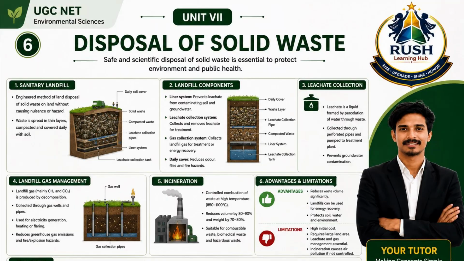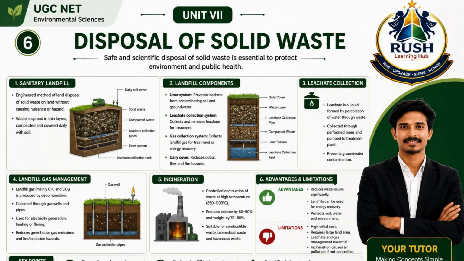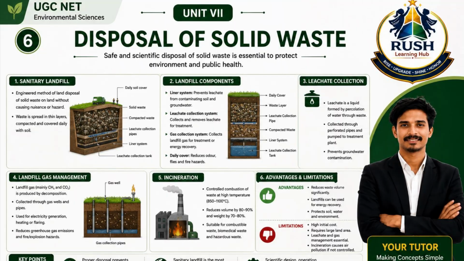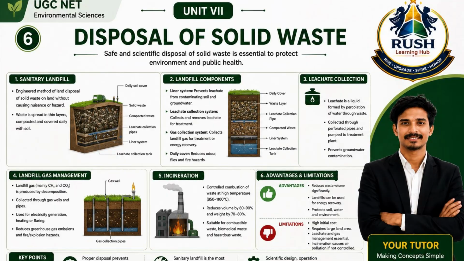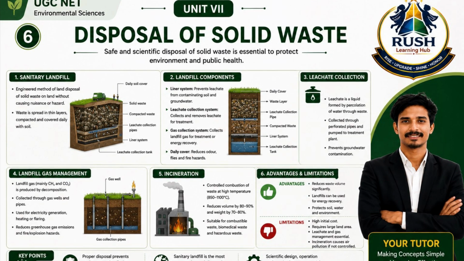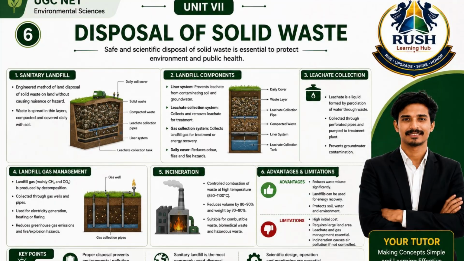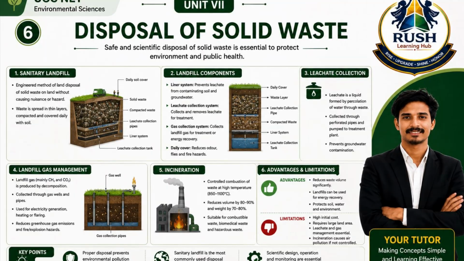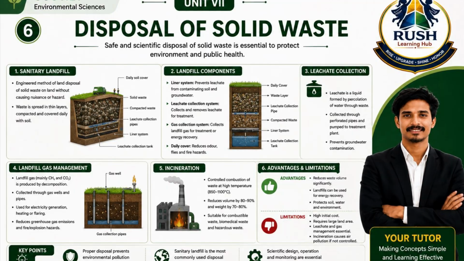Now let us discuss leachate. Leachate is a contaminated liquid formed when rainwater passes through solid waste and dissolves various pollutants. Leachate may contain heavy metals, organic compounds, pathogens, ammonia, nitrates, and toxic chemicals. If leachate reaches groundwater without treatment, it can seriously affect drinking water quality and aquatic ecosystems. Therefore, sanitary landfills include a leachate collection system. Perforated pipes placed at the bottom of the landfill collect leachate and transport it to a treatment plant before discharge.